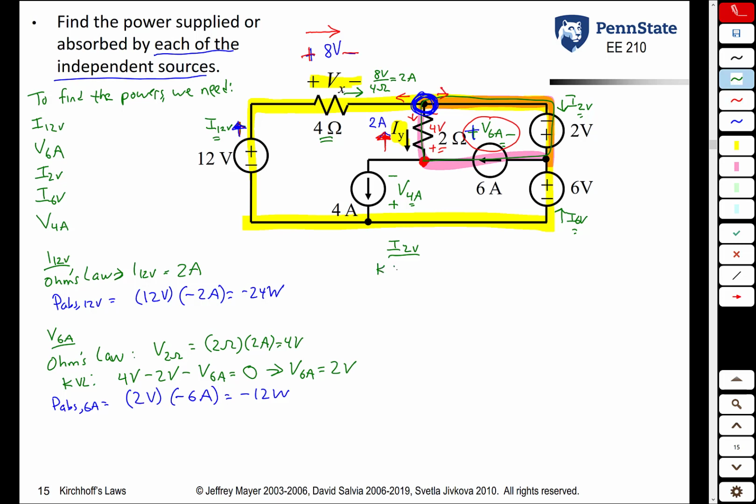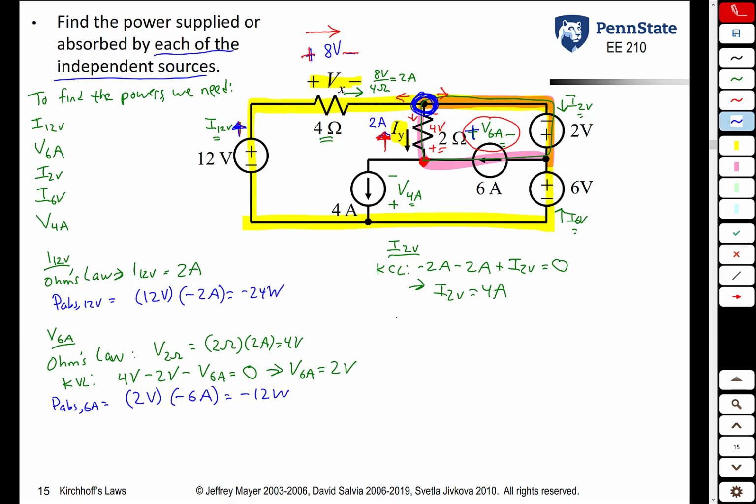So using KCL, the current to the left we already determined was minus 2 amps. The current going down, we determined the other day, is also negative 2 amps. The current going to the right is a variable we're looking for, I sub 2 volts. The sum of those equals 0. So solving, we get I sub 2 volts is 4 amps.